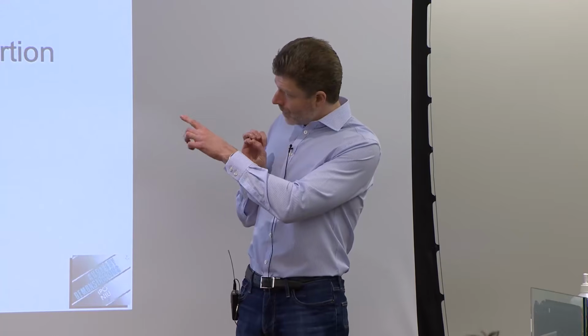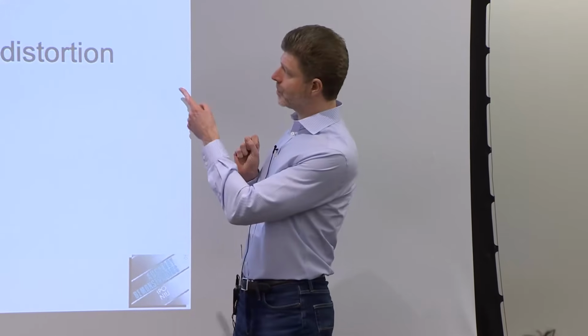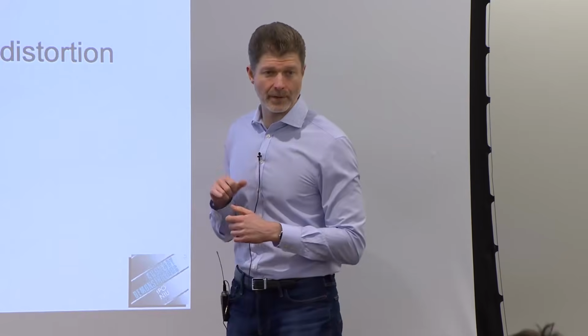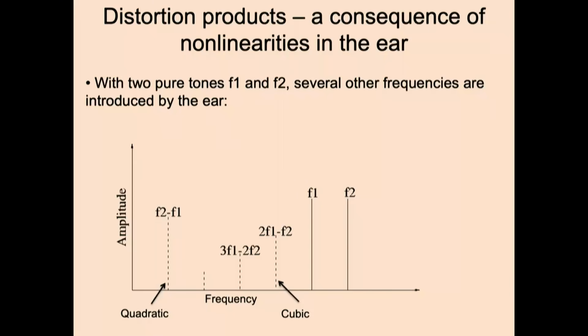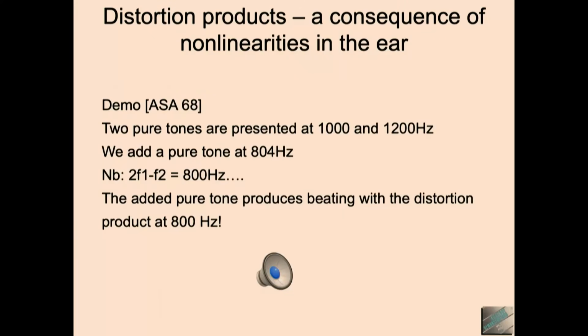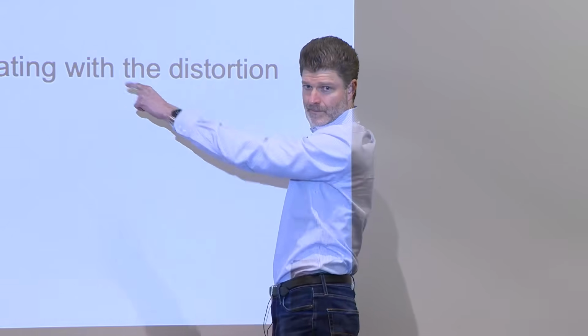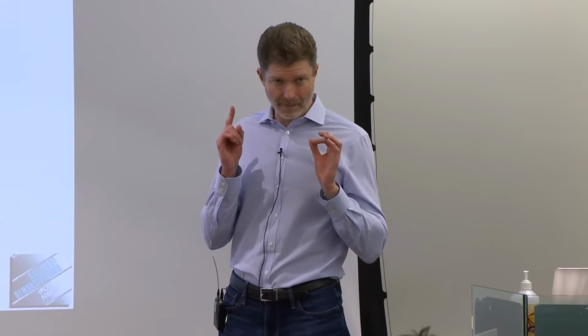Okay? All right. So we'll listen to this demonstration, but I'm going to explain it first. We're going to play you a sound that contains two pure tones, one at 1,000 hertz and one at 1,200 hertz. The cubic distortion product, which we would predict would be present in your ear if there is a cubic component to the nonlinear function in your ear, would be 2 times F1 minus F2. So 2 times F1 would be 2,000 minus F2 is 800 hertz.